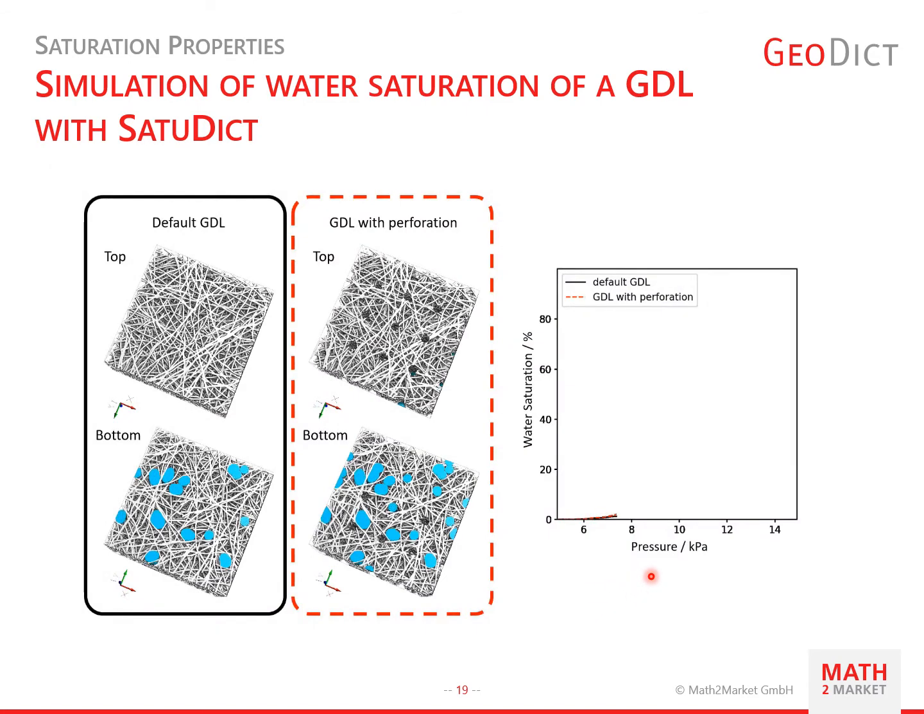This is not the case for the default GDL, and you can see that behavior also reflected in the graph on the right-hand side here, where in the perforated case, the water saturation is already much higher when the pressure for the gas transport is still lower than in the default case.